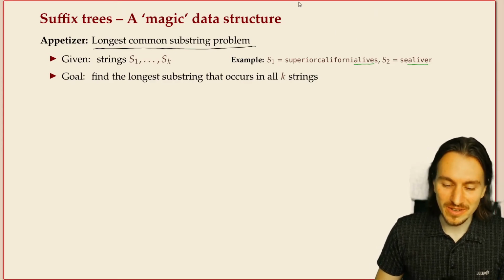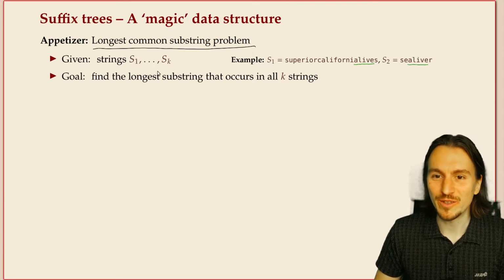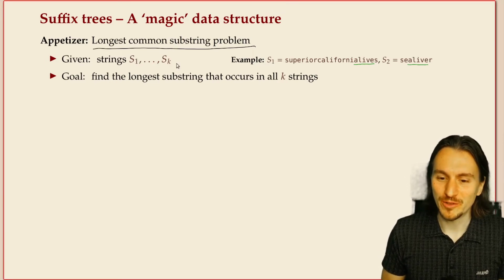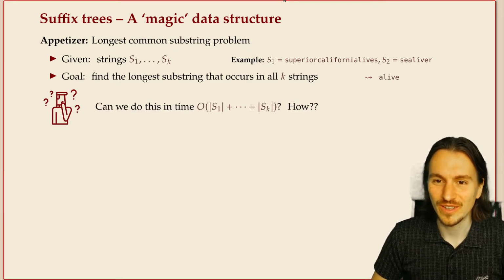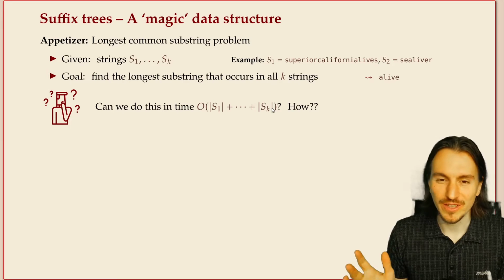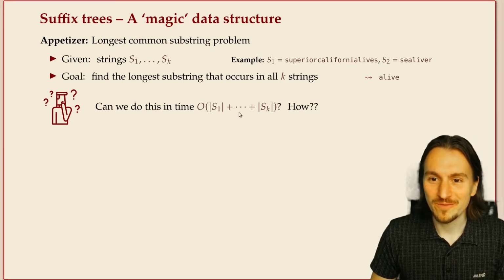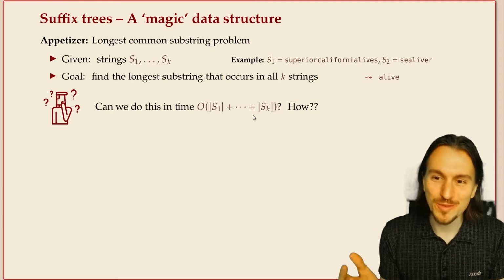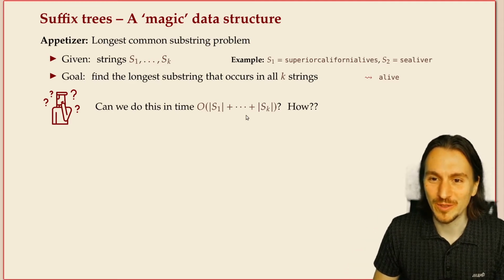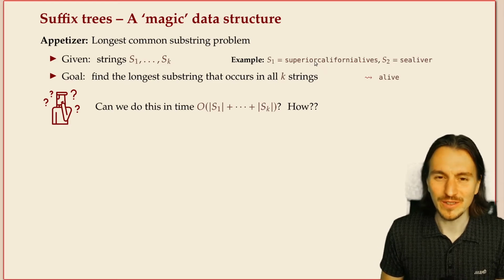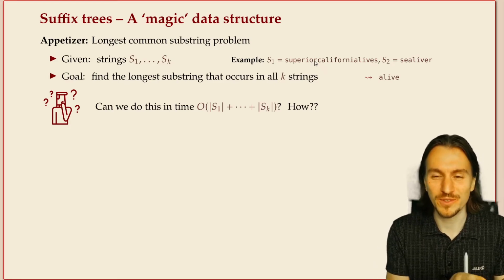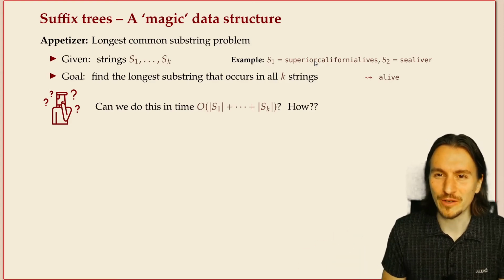So this is a simple to state problem, but imagine you're given these strings. How would you approach this? How would you find this longest common substring? You definitely need time to read all the strings. That's no doubt about that. And it turns out you can actually solve this problem in asymptotically the same time, only a constant factor more. But how on earth would that work? Because it seems like you have to check all possible substrings, and even then, all possible substrings of one string, you would have to go through all the other strings and see if they occur somewhere.